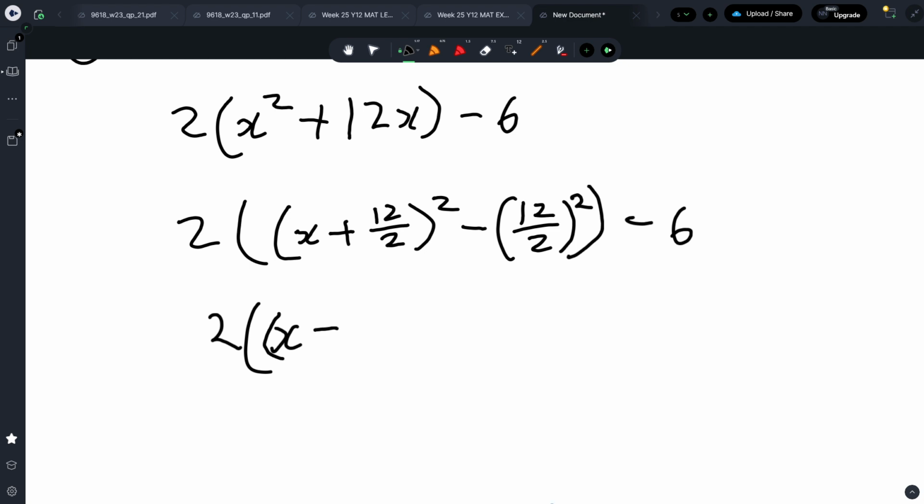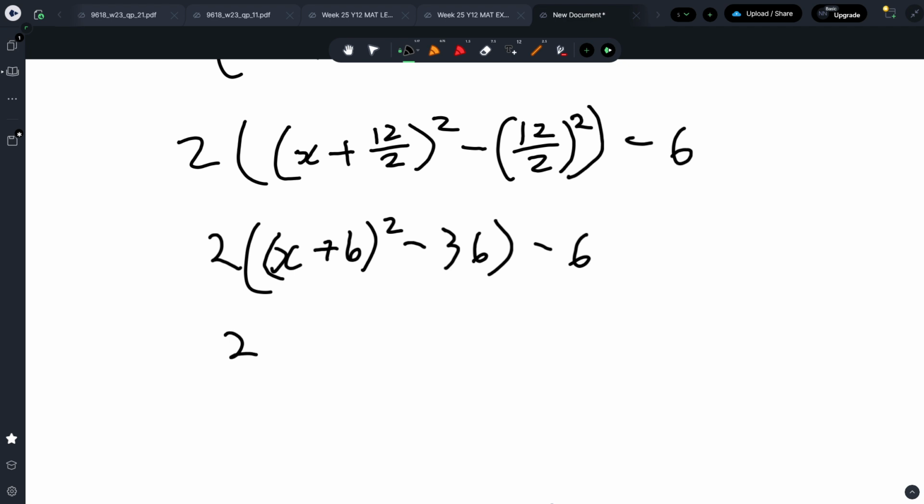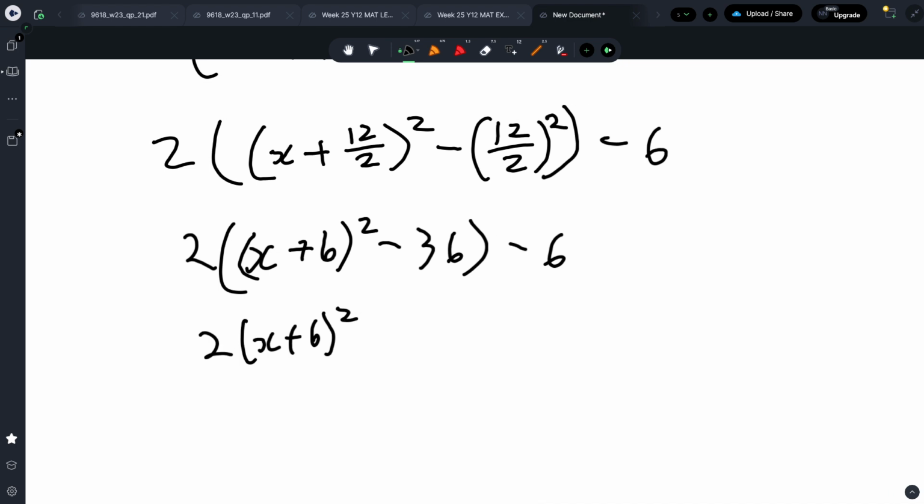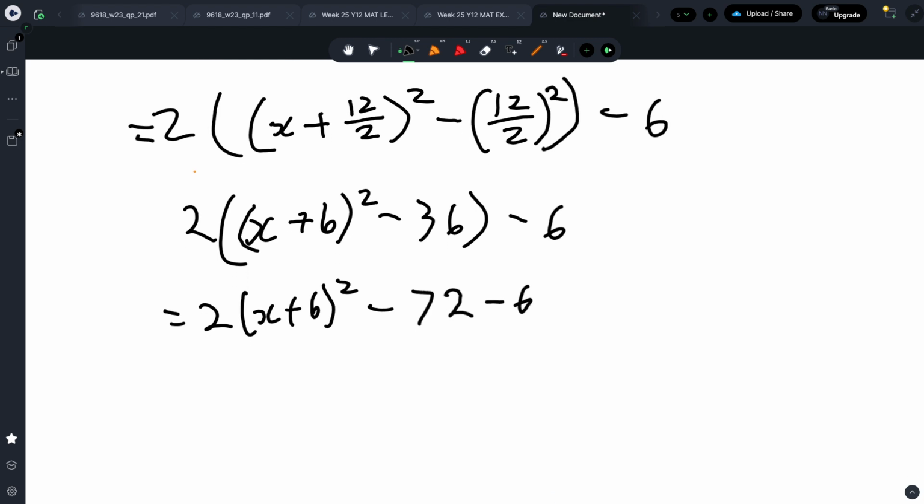So you get 2 times (x plus 6) squared minus 12 over 2, which is 6. 6 times 6 is 36. 36 minus 6. And you don't want to distribute the 2 to both terms in the bracket. So 2 times minus 36 is minus 72, minus 6. Forgot my equal signs. So 2(x plus 6) squared minus 78. And yeah, there.